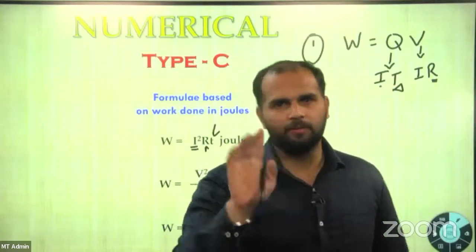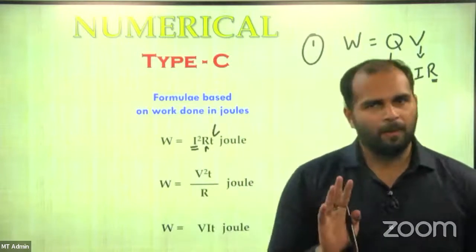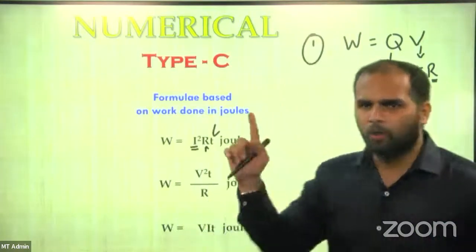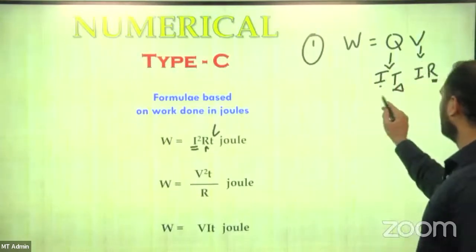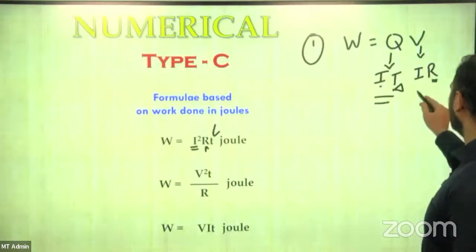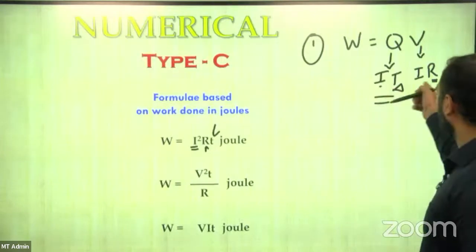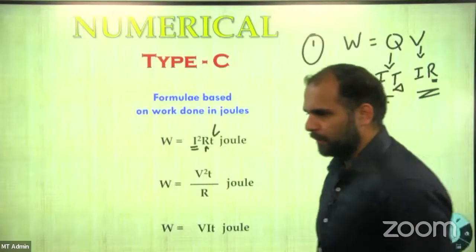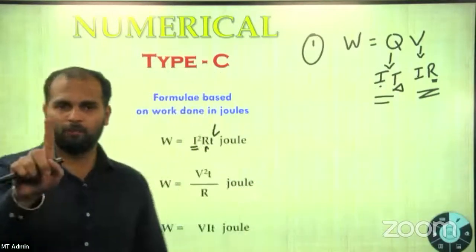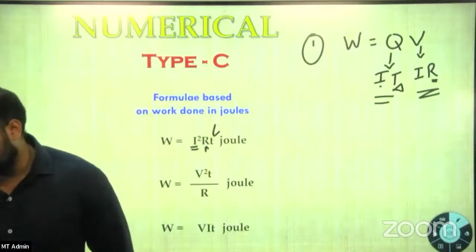Never by-heart things in physics or in science, in fact. Am I clear with this part? So, the basic formula was Q into V. What is your Q? Q is I into T. What is your V? V is I into R. So, I into I becomes I square, R as it is, T as it is. Am I clear with the first formula of work done? That is I square RT.